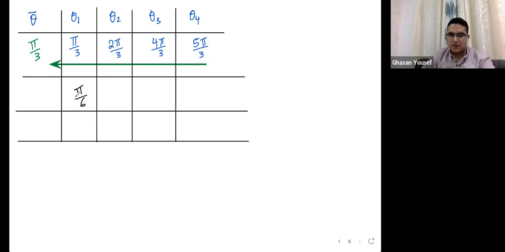Now the second one: suppose my angle is pi over 6. This is 30 degrees, in the first quadrant. This angle, 5 pi over 6, is in the second quadrant. This angle, 7 pi over 6, is in the third quadrant. And this angle, 11 pi over 6, is in the fourth quadrant. All of them have the same reference angle, pi over 6.